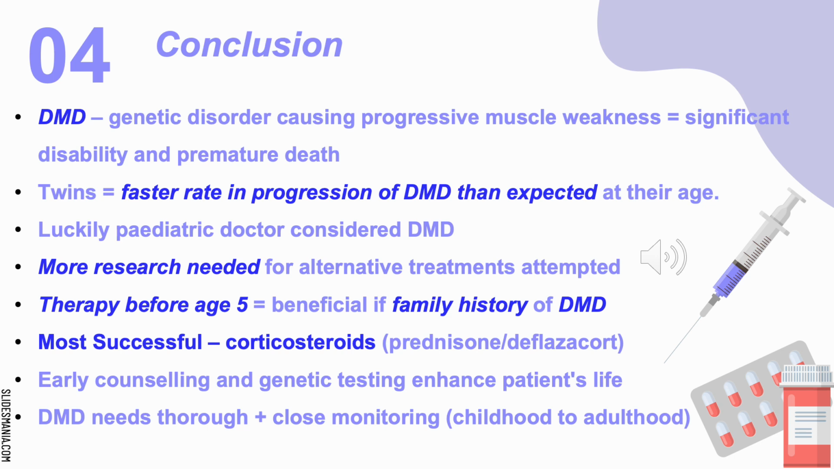Although alternative treatments have been attempted, not enough research has been done to determine how effective they are when compared to daily dosing. Although there is a lack of evidence to support early use, an increasing number of studies indicate that therapy before the age of 5 is particularly beneficial when there is a history of DMD in the family. The most successful course of treatment for patients has been discovered to be corticosteroid therapy overall.